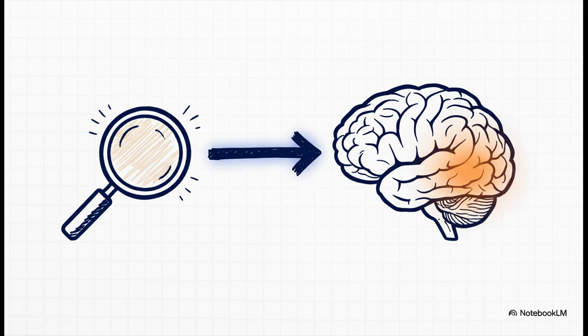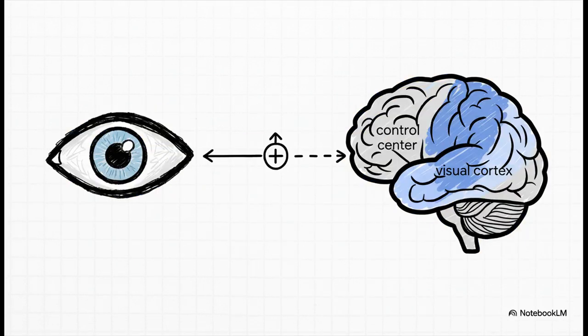Let's make this super concrete. Imagine we're studying attention. Our first hypothesis, our first model, could be really simple. When you pay attention to something you're seeing, it just directly turns up the activity in your visual cortex. A nice, straightforward idea. But maybe it's more complicated. So our second hypothesis could be that attention doesn't boost the visual cortex directly. Instead, it works by having a control center in the front of the brain strengthen the connection to the visual cortex. It's like a manager telling another department to work harder. It's a totally different circuit, a totally different story.